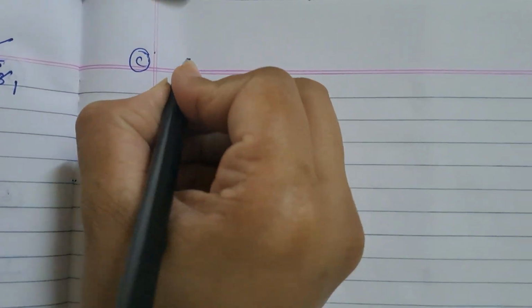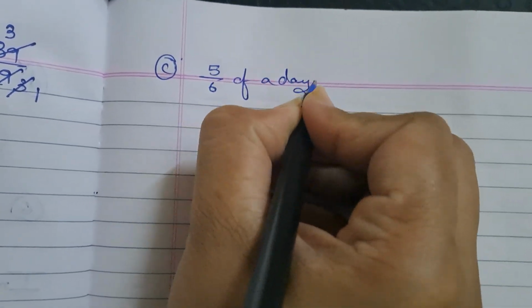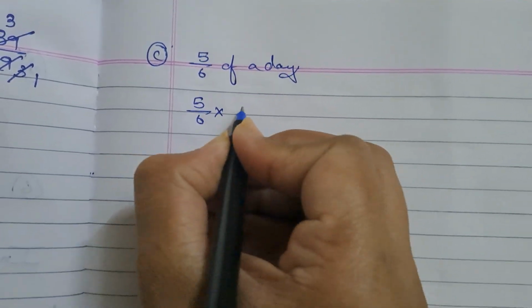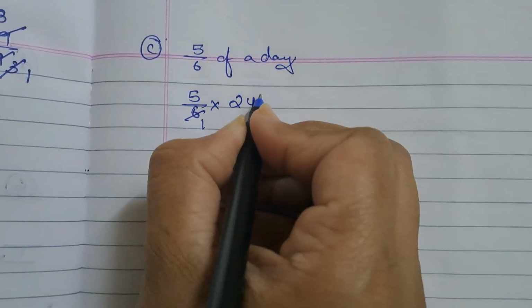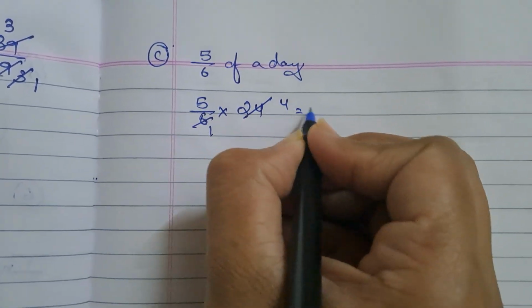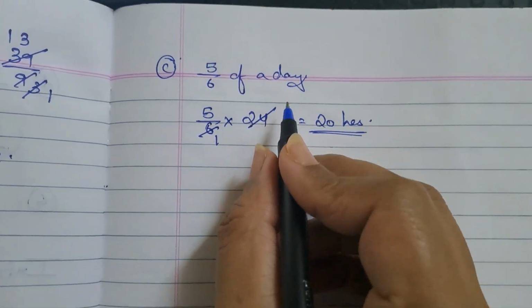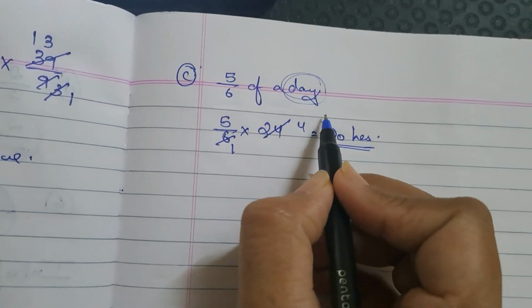Going ahead with the C part, it says 5 by 6 of a day. Now what is a day? It is made up of hours. So 5 by 6 of multiplication, a day is made up of 24 hours. Then start solving it. 6 1 times and 6 4 times. So it is 5 4s 20 hours is what will be the answer. It will not be 20 days. Most of the students will write that, because you are taking its smaller unit.